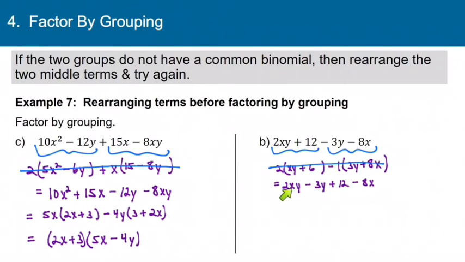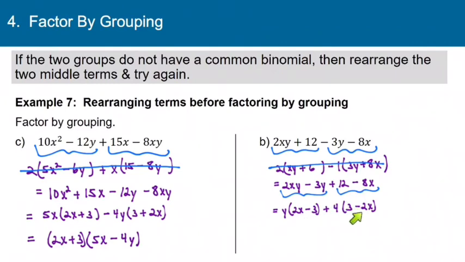The GCF for the first two terms will be y. That's the only thing those two terms share. And in parentheses we're going to have 2x minus 3. The second group now starts with a plus, so we'll have a plus here. And notice that the GCF of these last two terms is 4. So in parentheses 4 times 3 makes 12, and 4 times negative 2x makes negative 8x.